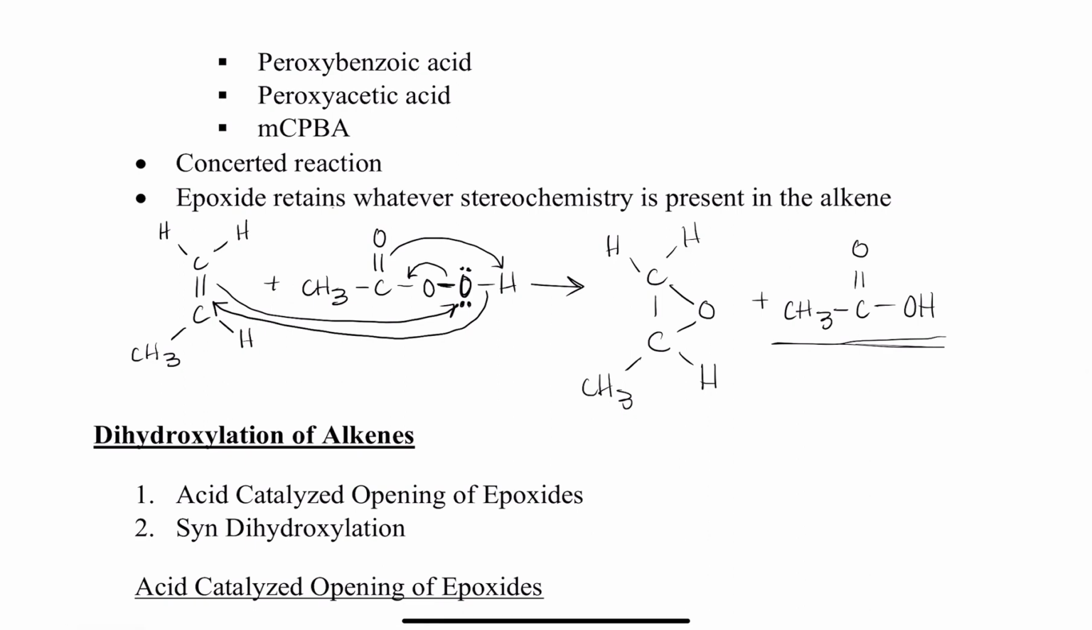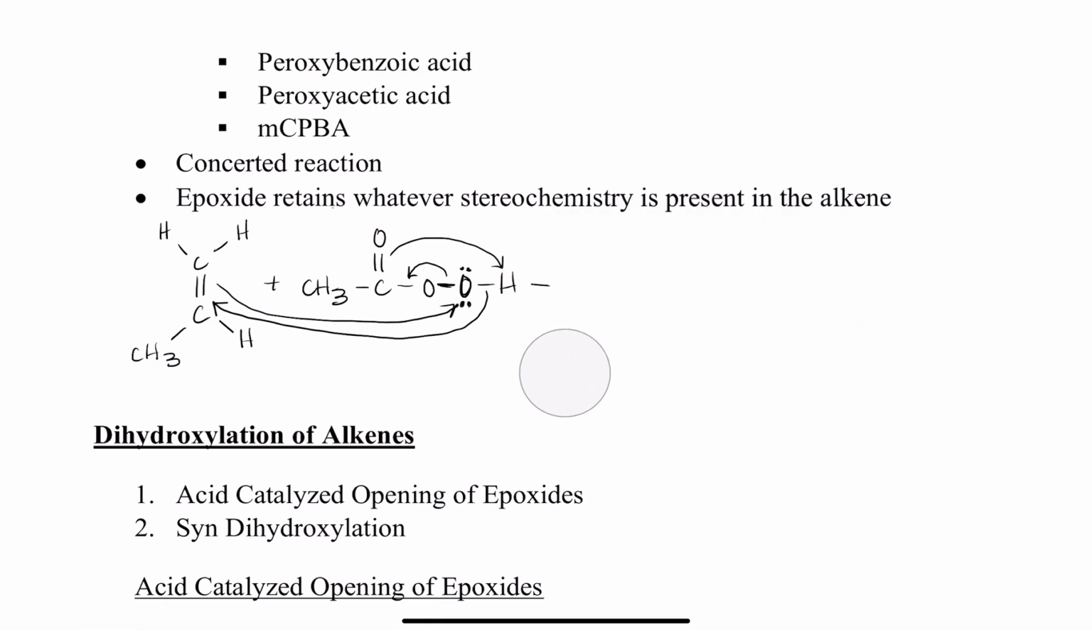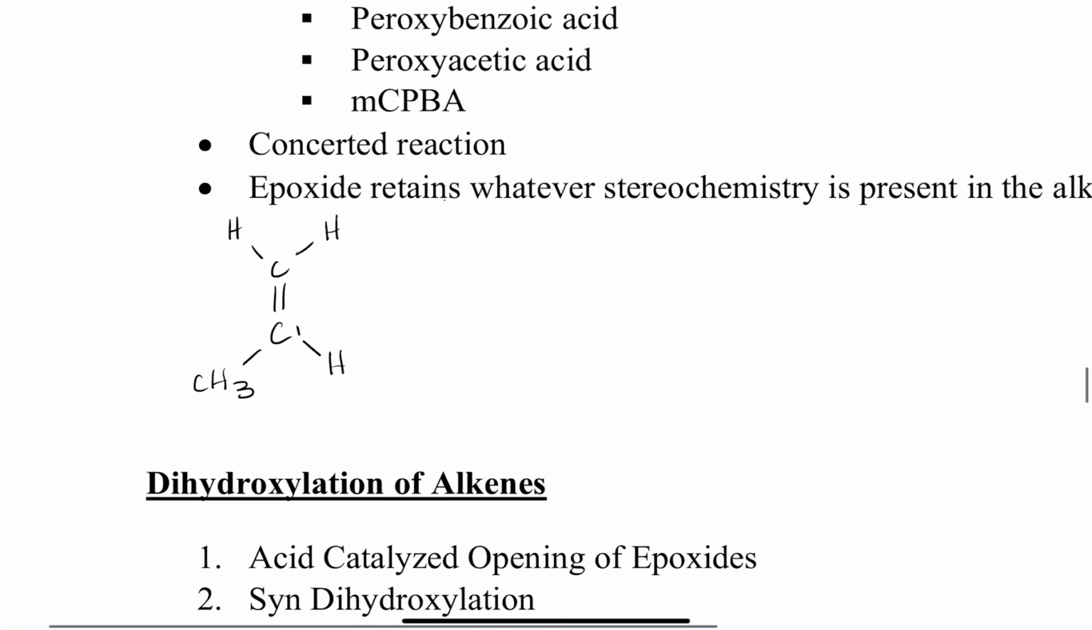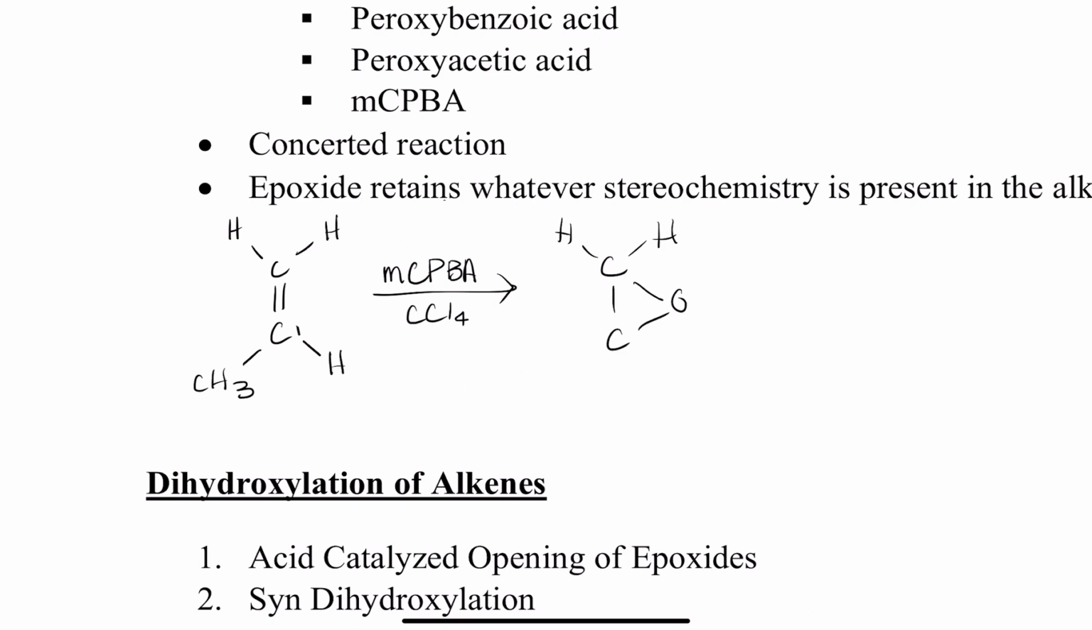Sometimes, whenever we use MCPBA, whenever we use our metachloroperoxybenzoic acid, oftentimes we'll need a solvent to help push the reaction. So we could use something like carbon tetrachloride. And our final product would still be an epoxidized molecule. So that is epoxidation of alkenes.